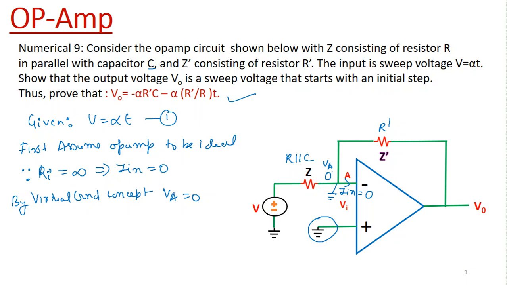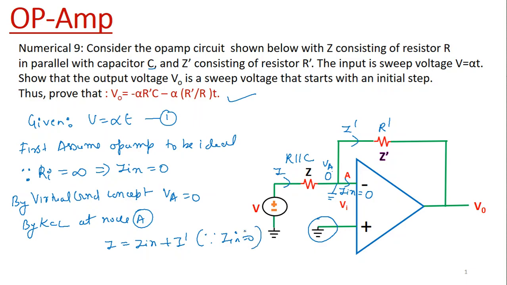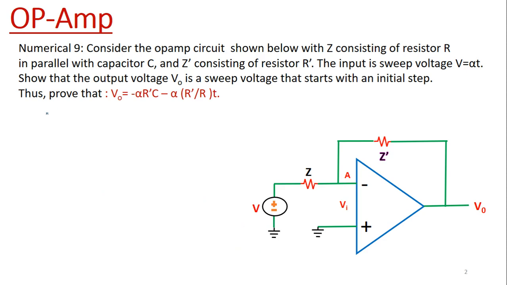Now we apply KCL at node A. Let the current through Z be I and current through Z dash be I dash. So when we apply KCL at node A, what do we get? I is equal to I in plus I dash. So since in ideal op-amp I in is equal to 0, we get I is equal to I dash. This is our equation number 2.